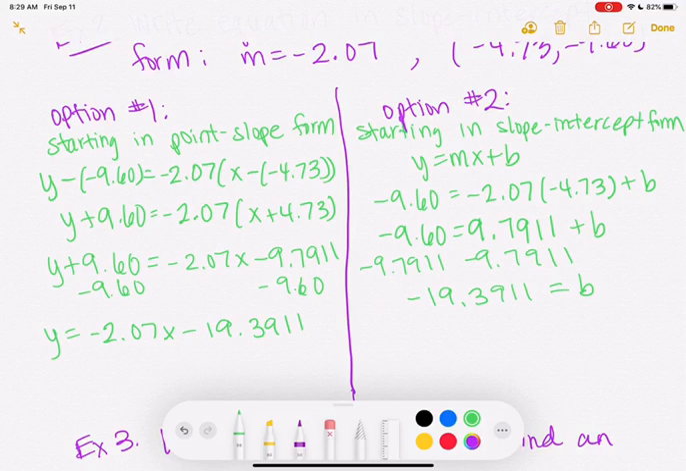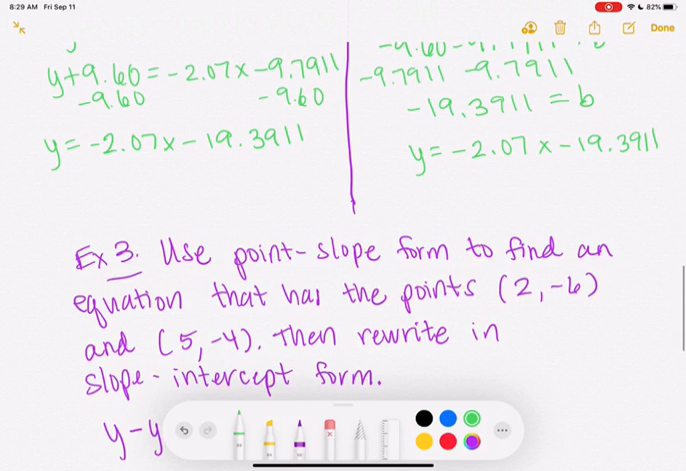Now we're trying to put it in slope-intercept form, so that's y equals mx plus b. So y equals m, our slope back from the beginning, was negative 2.07, x, and then with our y-intercept, we would have a minus 19.3911. And there we have it. You can see that no matter which option you started with, they both end with the same answer in slope-intercept form. All right, let's do one more for today.